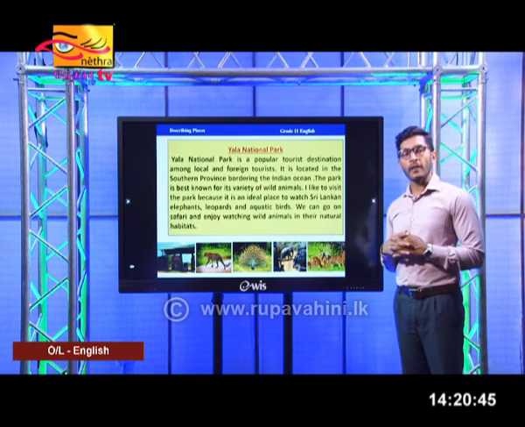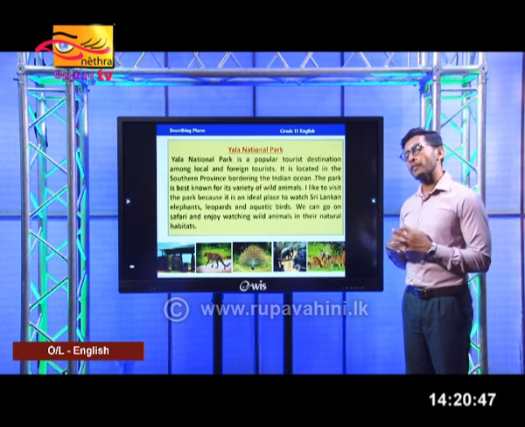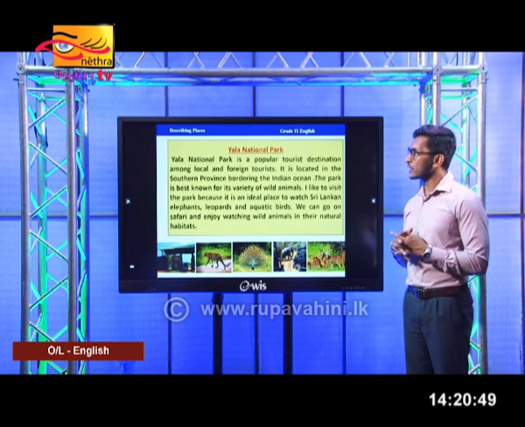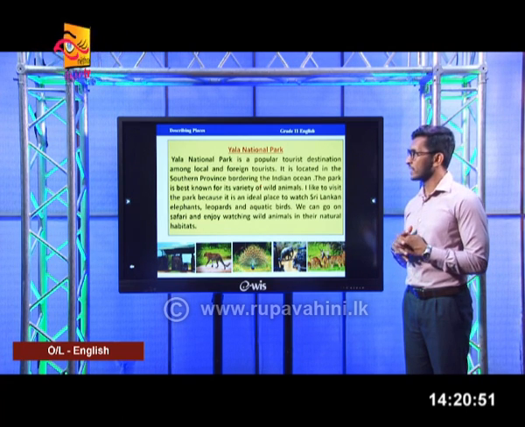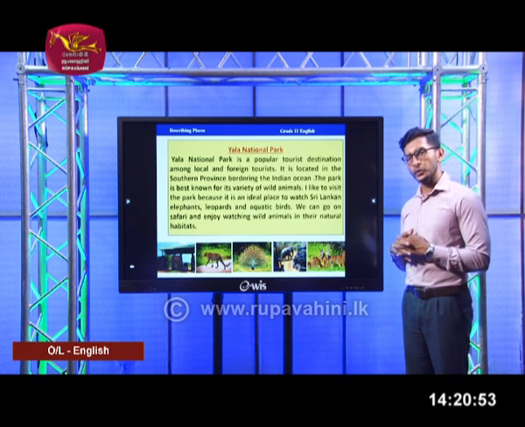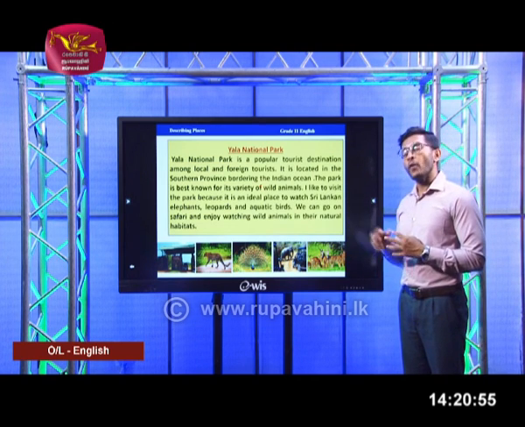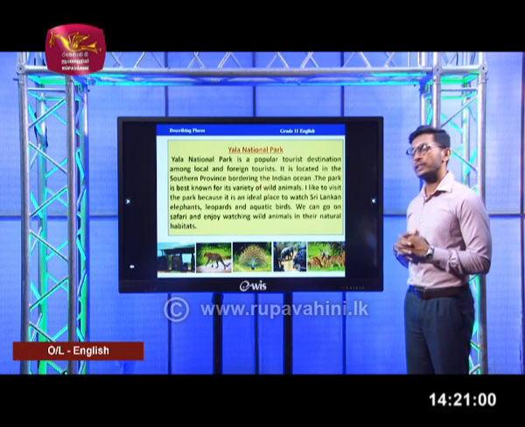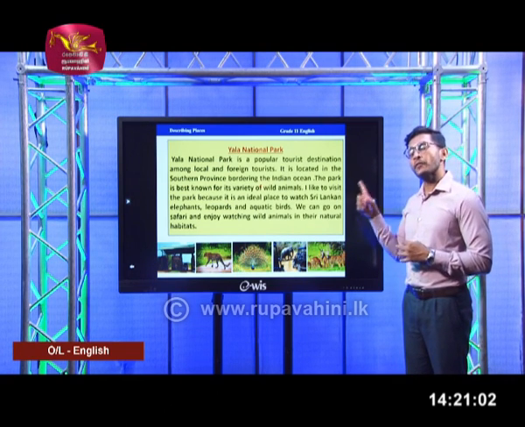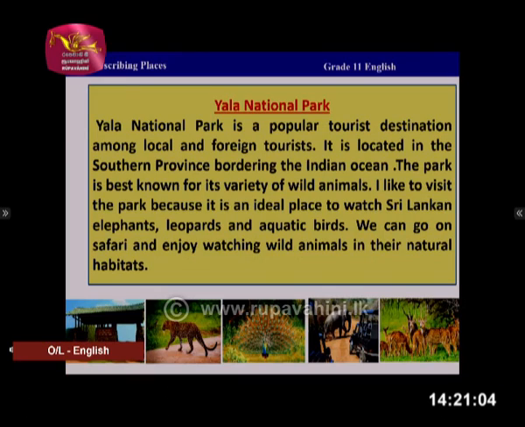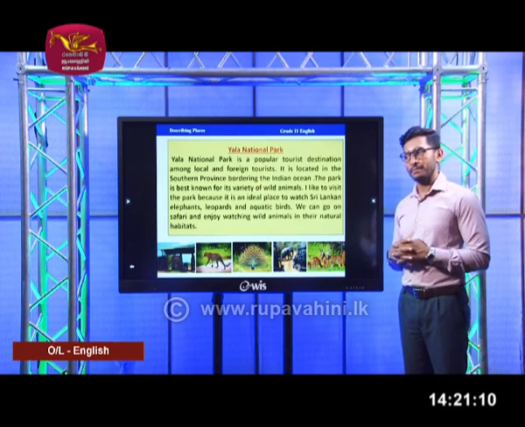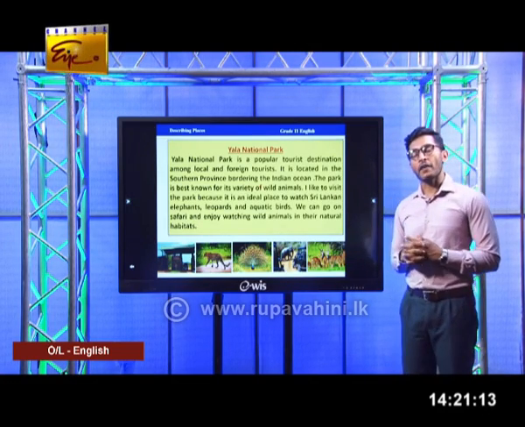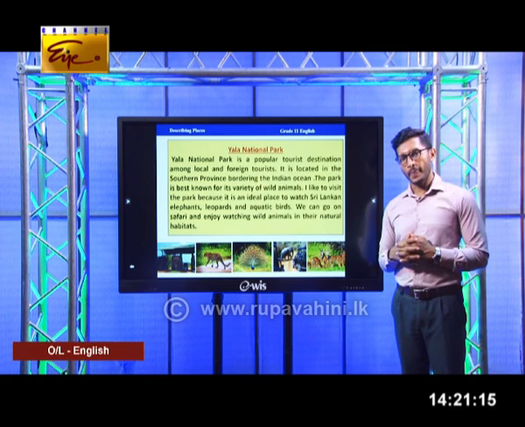Have a look at this paragraph again. First, I have introduced the place. Yala National Park is a popular tourist destination among local and foreign tourists. Then I have written where it is situated. It is located in the southern province bordering the Indian Ocean. Then I have written what is special about this place. The park is best known for its variety of wild animals. And I have written why I like to visit there. With that, I have come to the conclusion of my lesson.